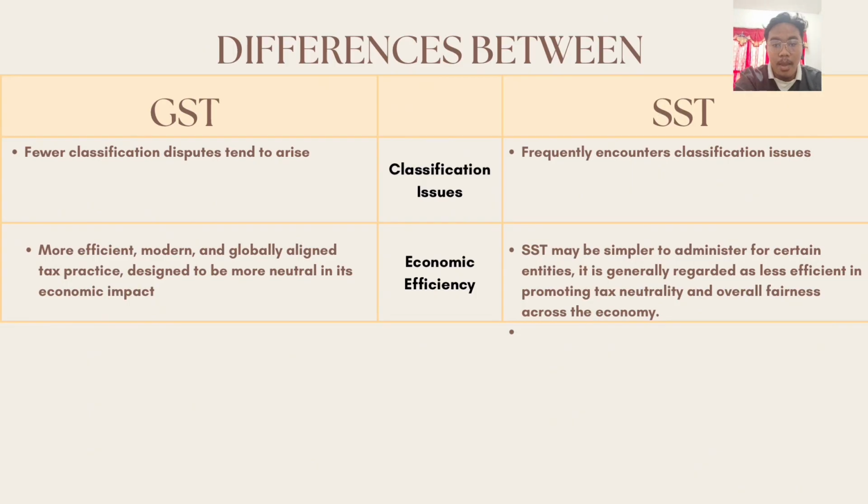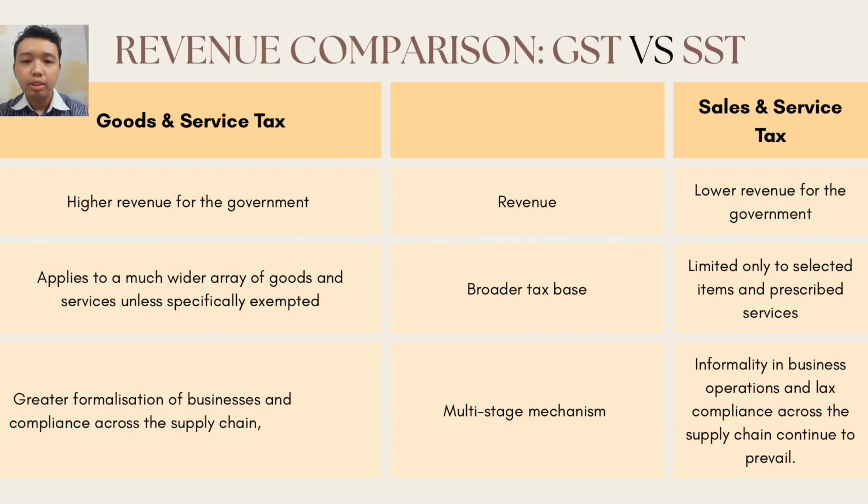Let's see the comparison of revenue between GST and SST. Firstly, GST gives higher revenue compared to SST. SST gives a lower revenue for the government. Secondly, in terms of tax base, GST applies to a much wider array of goods and services with fewer specific exemptions, and SST is limited only to select items and services.